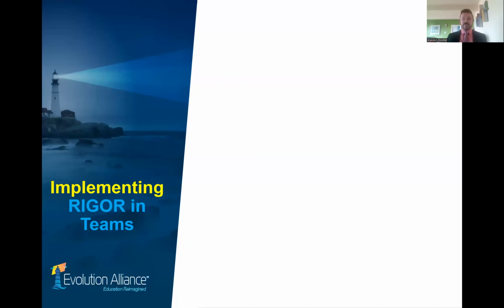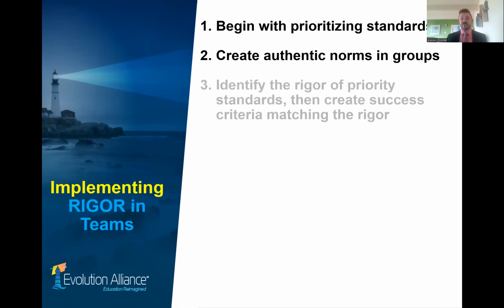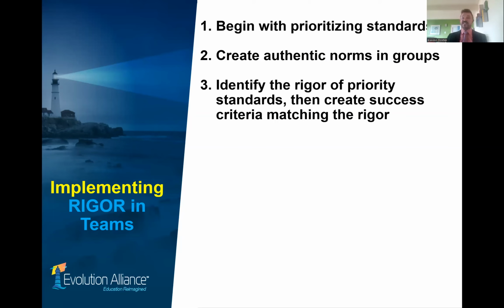So when we look at implementing rigor in teams, there are several particular focus points that we want to look at. First, begin with prioritizing standards. So when we're implementing rigor in teams, standards have to be prioritized first, and we're going to be using rigor as part of that process. 2, we're creating authentic norms in groups, identifying the rigor of priority standards, then create success criteria matching the rigor. And I'm going to go into that in a little more detail.